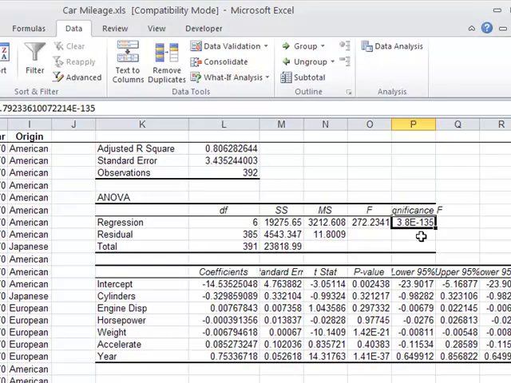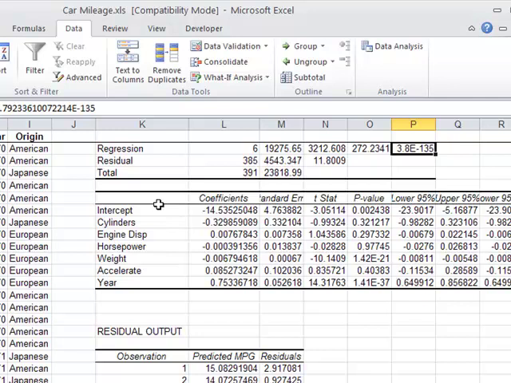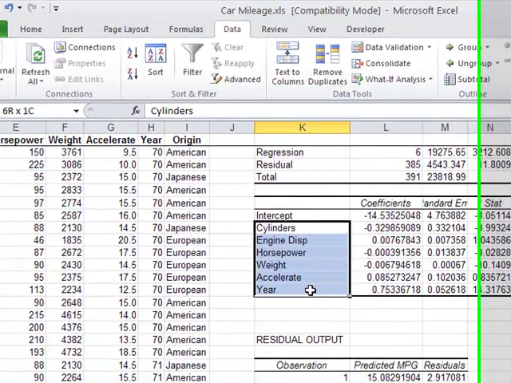We reject the null hypothesis that says that none of them are significant, and assume that at least one of them is. Okay, so that's good. So that's all we care about. This one is this guy. This is a p-value, even though it's a significance F. It's a p-value.